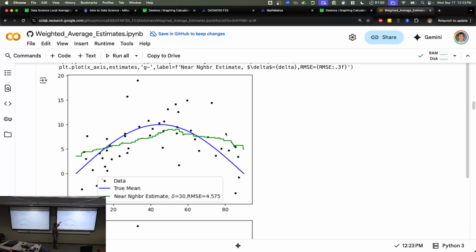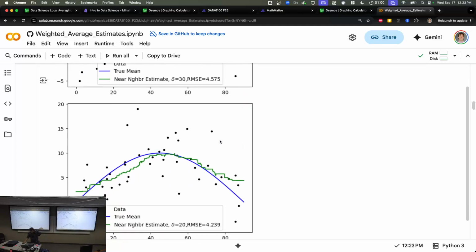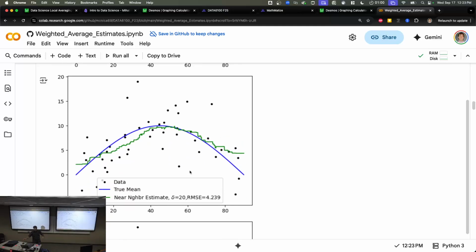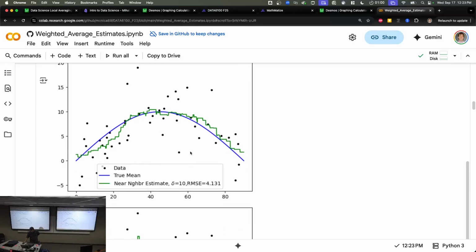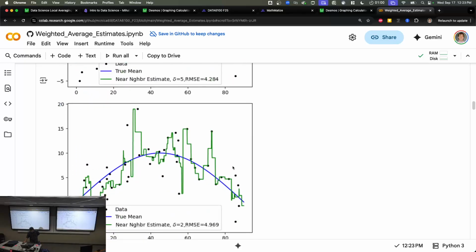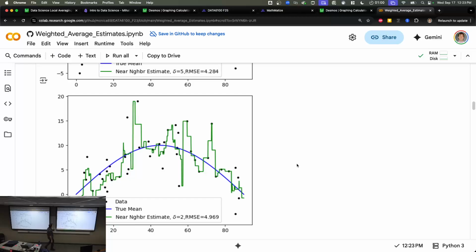So this is a pretty wide, this is delta equals 30, a pretty wide window. And you can see it looks like that. And this is delta equals 20, a more narrow window. This is delta equals 10. And this is delta equals 5. And this is delta equals 2. Delta equals 2 is jumping up and down like crazy all over.